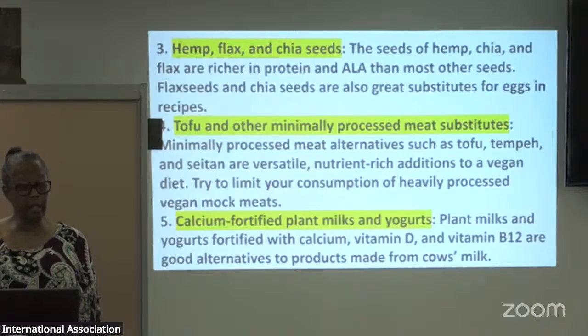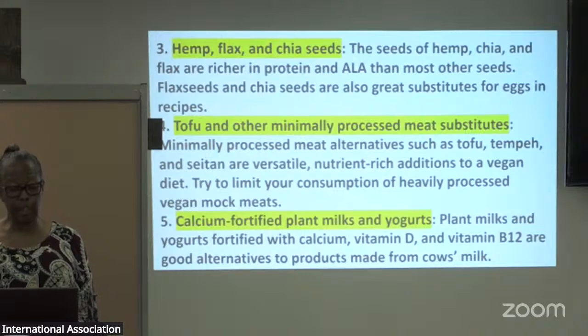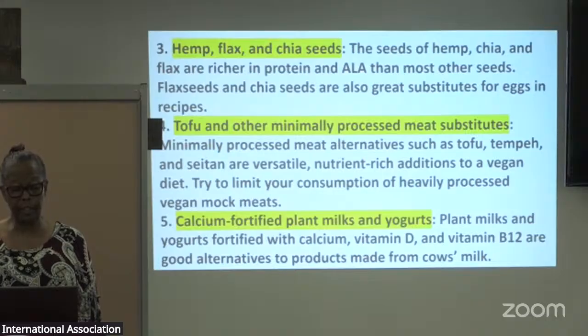The seeds of hemp, chia, and flax are richer in protein and ALA than most other seeds. Flax seeds and chia seeds are also great substitutes for eggs in recipes.